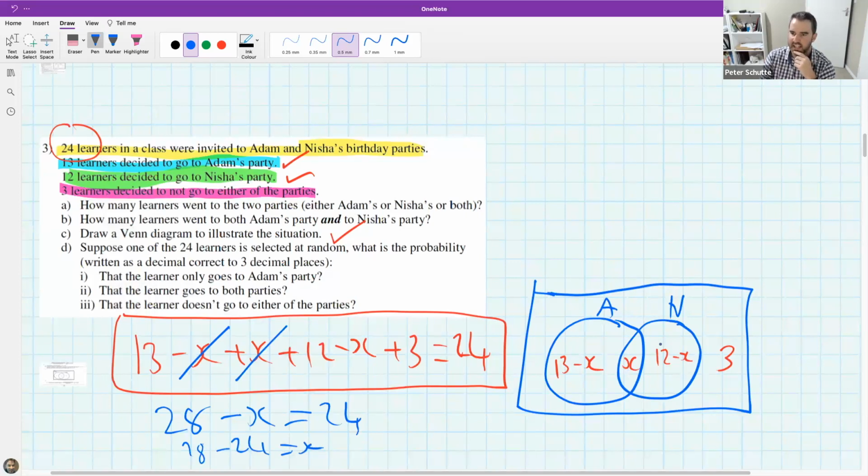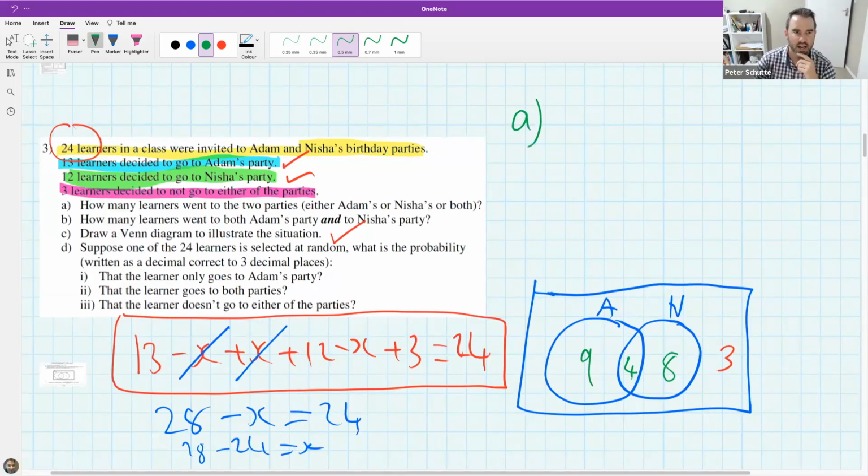It seems Oratile and Tati and Impor, you're quite right. X is 4. And if X is 4, well, the good news is we know this is 13 minus 4. So that must be 9. And then here, this must be 8. And now that we've figured out the Venn diagram, these questions are easy.